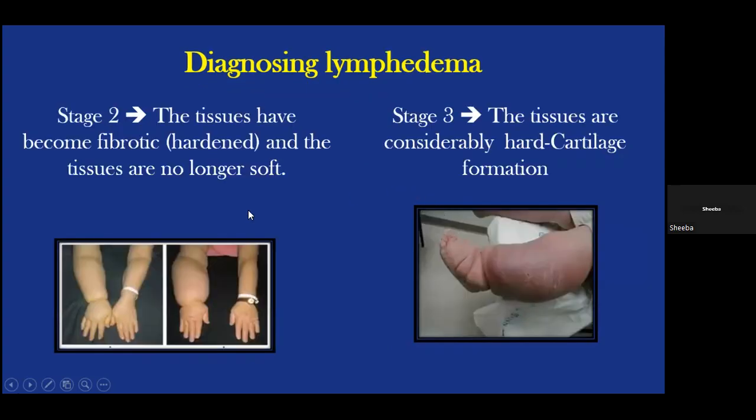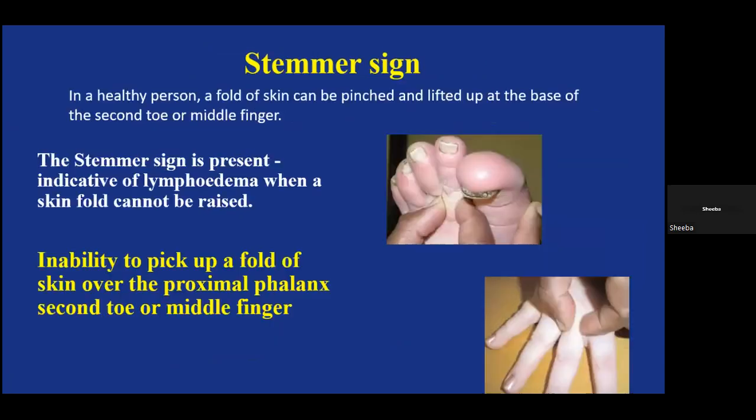In stage 2, the tissues have become fibrotic. A little bit of hardness will be there if you do not give much attention at stage 1. So definitely the tissues will be fibrotic and hardened. And in the third stage, the tissue is considerably hard, and cartilage formation and creases are also there. The Stemmer sign is the one sign which we see in lymphedema patients.